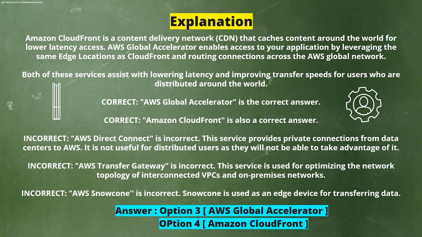Incorrect, AWS Direct Connect is incorrect. This service provides private connections from data centers to AWS. It is not useful for distributed users as they will not be able to take advantage of it. Incorrect. AWS Transfer Gateway is incorrect. This service is used for optimizing the network topology of interconnected VPCs and on-premises networks. Incorrect. AWS Snowcone is incorrect. Snowcone is used as an edge device for transferring data.